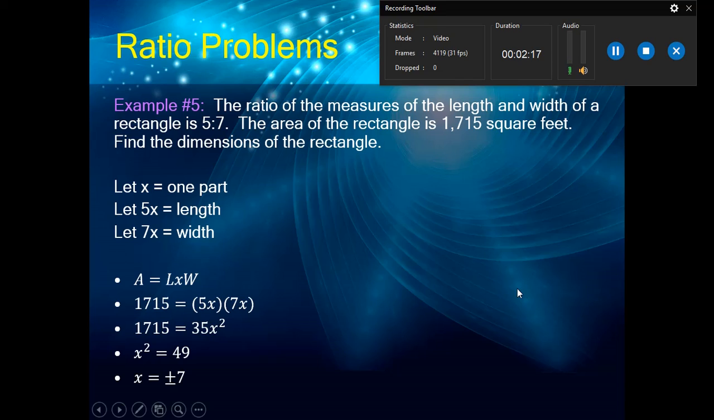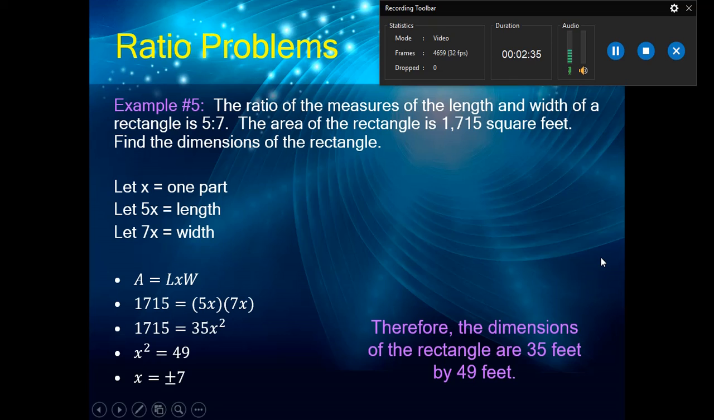Now, we cannot have the dimension of our rectangle be negative. So we do acknowledge that there's 2 roots, but we're going to disregard or reject the negative root, and we're going to sub in 7. So 5 times 7 is 35, and 7 times 7 is 49. So writing our conclusion, we know that the dimensions of our rectangle are 35 feet by 49 feet.